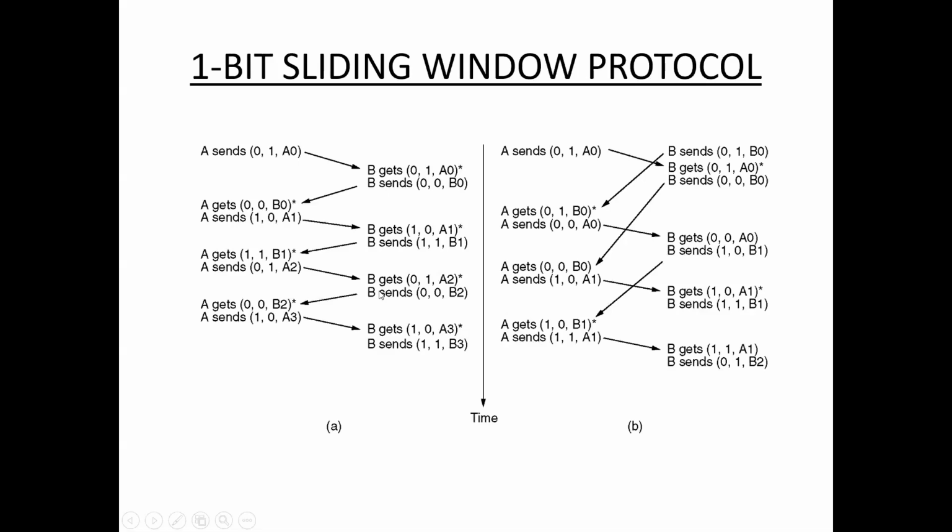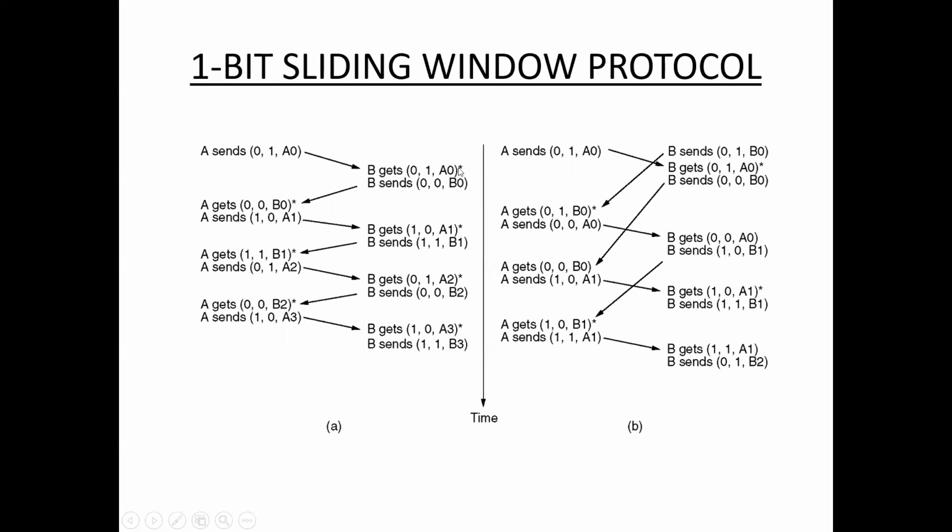Next, here are two scenarios, A and B. Now we discuss these two scenarios. This is also a 1-bit sliding window protocol. See here, in scenario A, A sends 0, 1, A0. Here 0 is the sequence number and 1 is the acknowledgement number, and this is the A0 frame. And here B gets 0, 1, A0. This star represents that the frame arrived to be sent to the network layer.